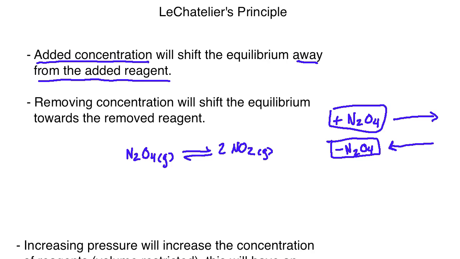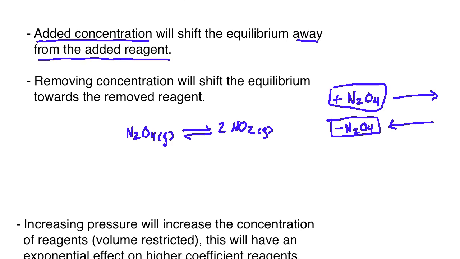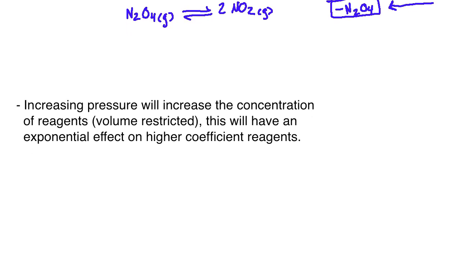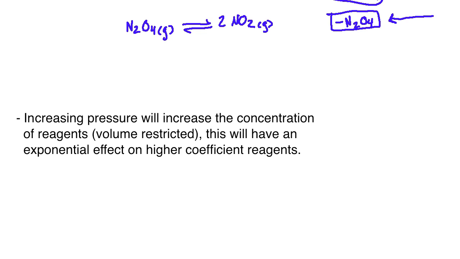Now the other ones aren't horribly difficult, but it requires a little more thinking when you look at it. All right? So what happens if I'm going to increase pressure or decrease pressure? So we'll look at increase, and then the reverse is true for a decrease here. All right? So if I increase pressure, this will increase the concentration of reagents because the volume is going to be restricted. So this will have an exponential effect on the higher coefficient reagents.